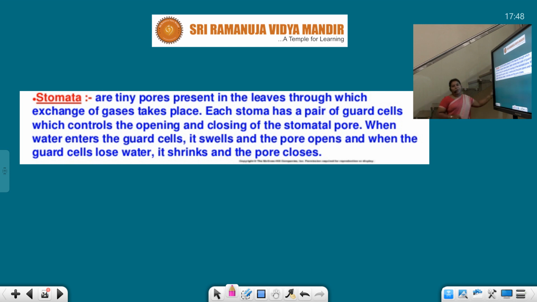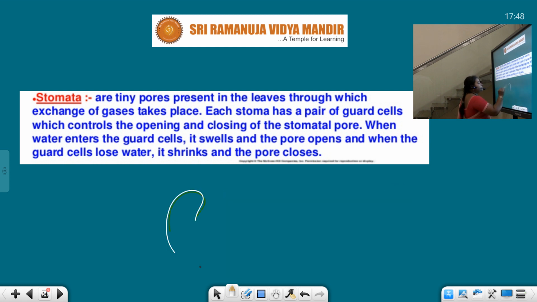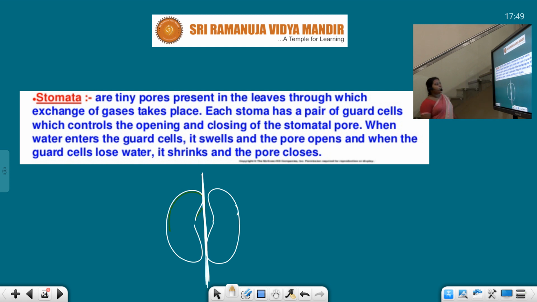Now let us talk about the stomata. Stomata are the tiny pores present in the leaves through which exchange of gases takes place. See children, the stomata has bean-shaped or kidney-shaped guard cells, which control the opening and closing of the stomatal pore. At the center we have the stomatal pore. When water enters the guard cells, they swell and the pore opens. When the guard cells lose water, they shrink and the pore closes.